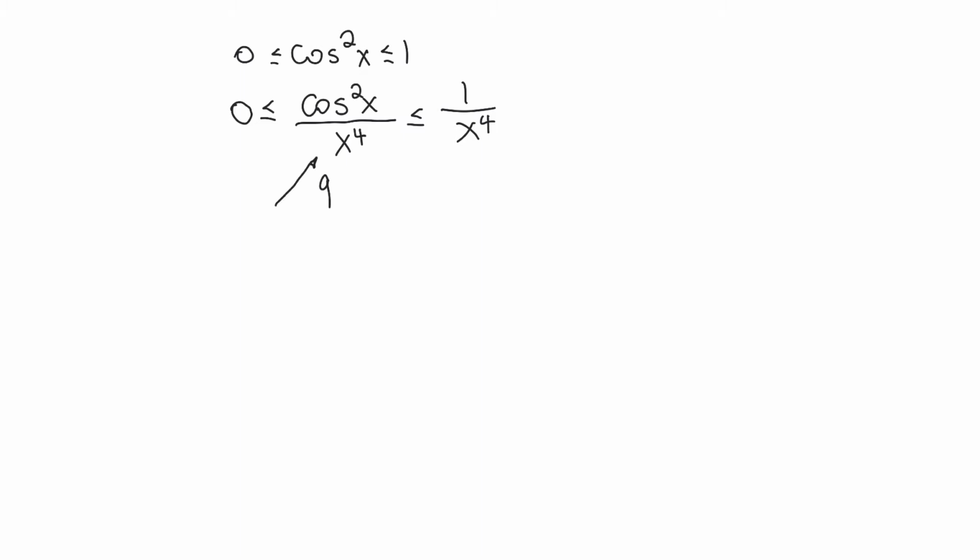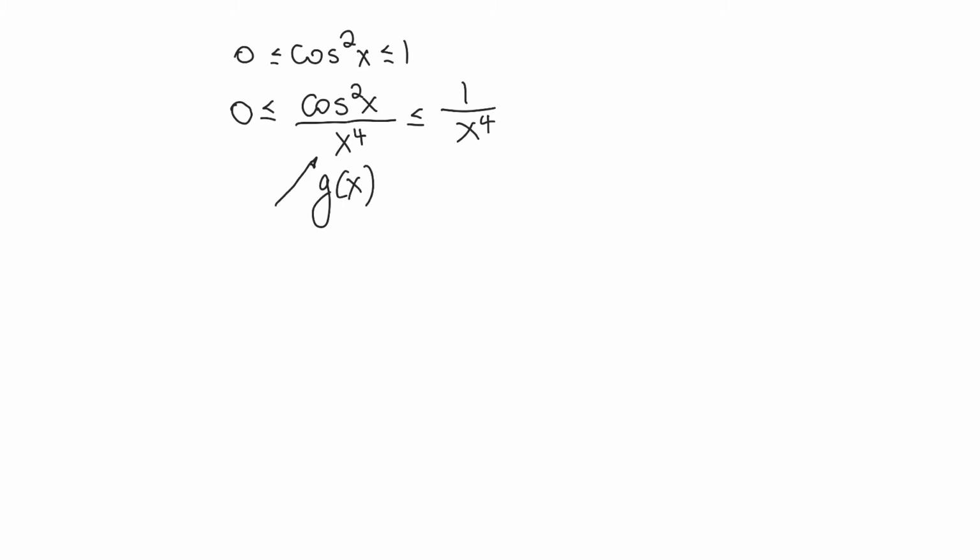So here we have cosine squared of x in the numerator. We know that cosine squared of anything is always between 0 and 1. If we now divide everything by x to the fourth, we have the following inequality. Cosine squared of x over x to the fourth is less than or equal to 1 over x to the fourth, and cosine squared is greater than or equal to 0.